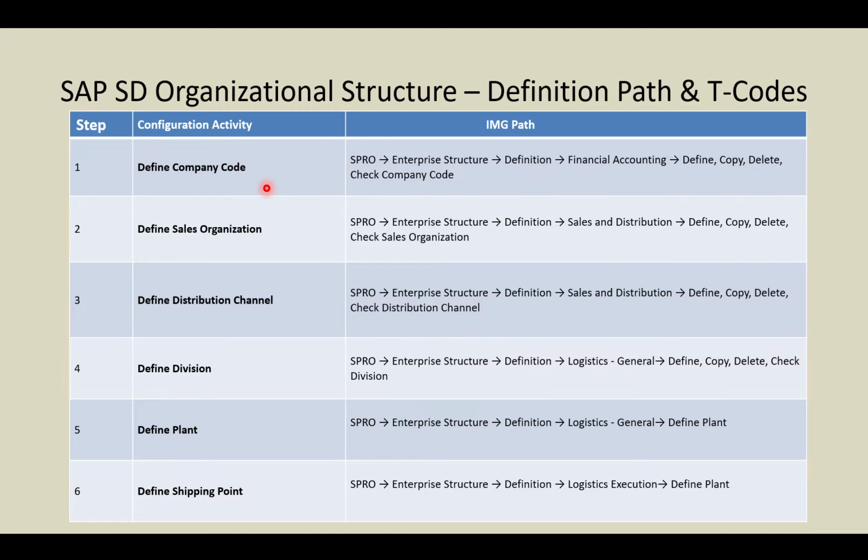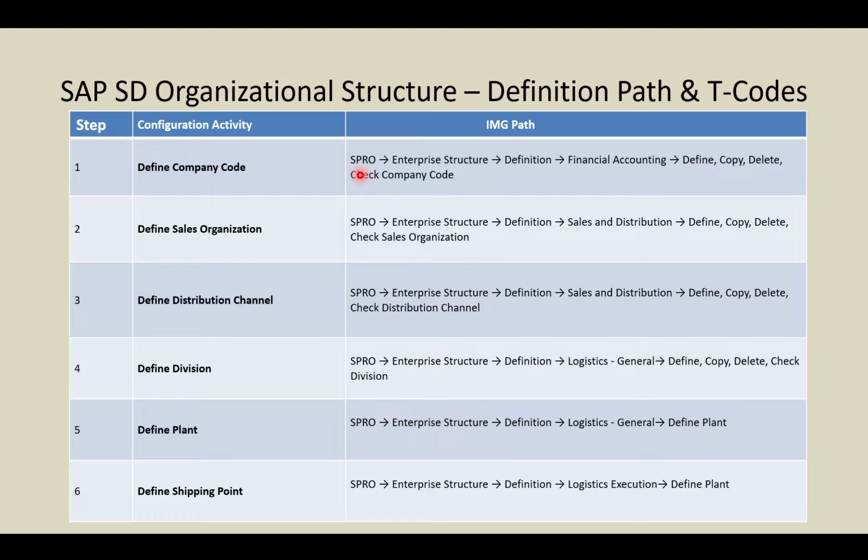So different company code is done, different sales organization is done, different distribution channel is done, different division is done. So now we have these two, different plant and shipping point. Definition of plant will be taken care of by the consultant, for definition of plant and shipping point as well. So these two are the configurations. Let me show you in the system the definition of plant and definition of shipping point.